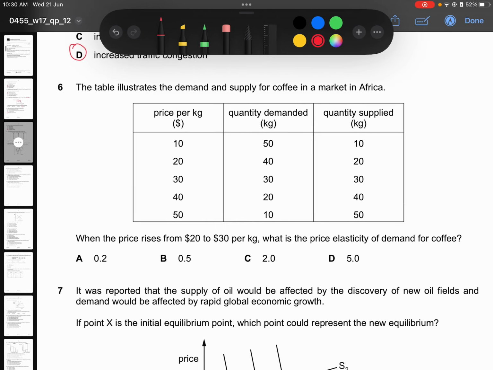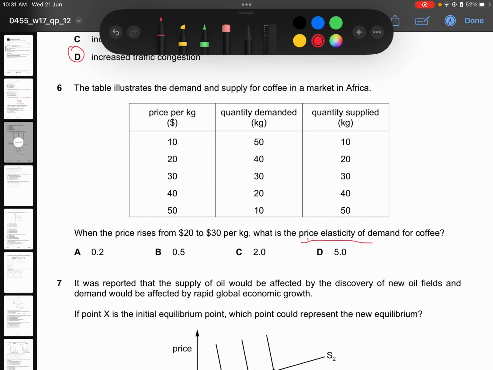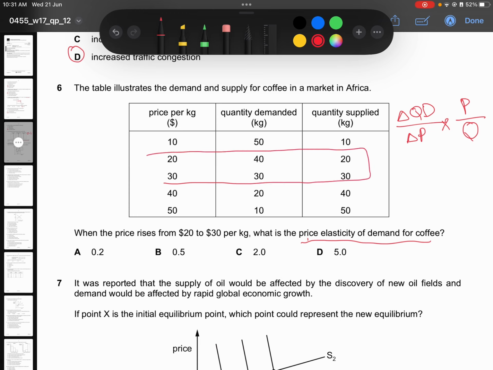Now, here they're asking us to find the price elasticity of demand. I'm going to write the formula for you guys. That's change in the quantity demanded over change in price, into initial price over initial quantity. Now, a change in quantity demanded from 20 to 30. I'm just going to take this part, 20 to 30. In fact, we don't need these. Okay. So our change in quantity demanded is basically 10 kilos, negative 10.